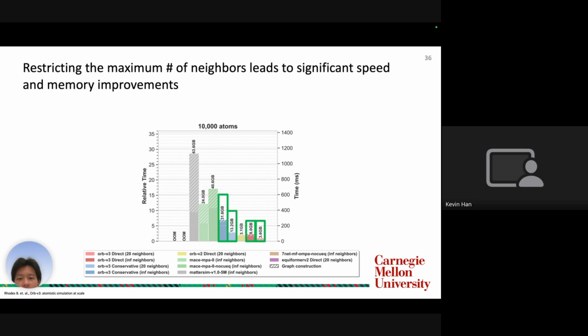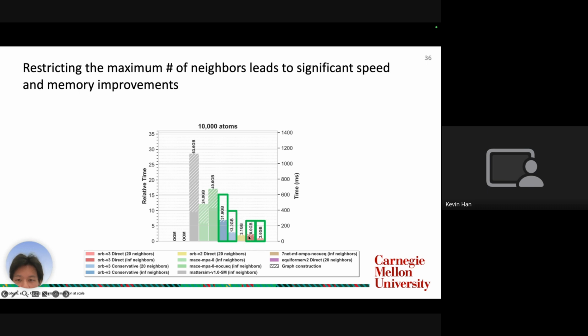And the authors of the Orb v3 paper find that performing this max neighbors leads to very nice memory and speed improvements. The columns I would like to highlight are these columns right here that I'm circling. The left is an Orb v3 conservative model with infinite neighbors, and the right is the exact same model with 20 neighbors. So they find a very substantial inference speedup as well as memory reduction.